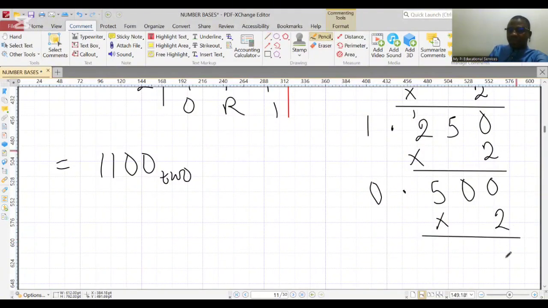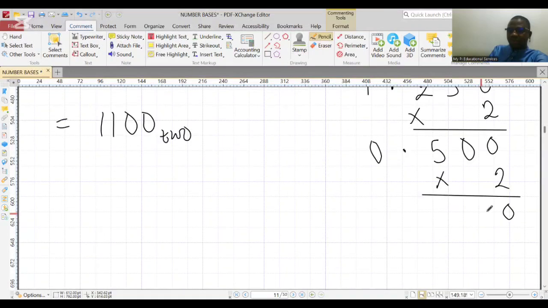2 multiplied by 0 will be 0. 2 multiplied by 0 will be 0. And 2 multiplied by 5 will be 10. So you write 0 and put 1 here. Your point, and 1 will be here. Now, since the decimal part digits are now 0, we're going to stop here.